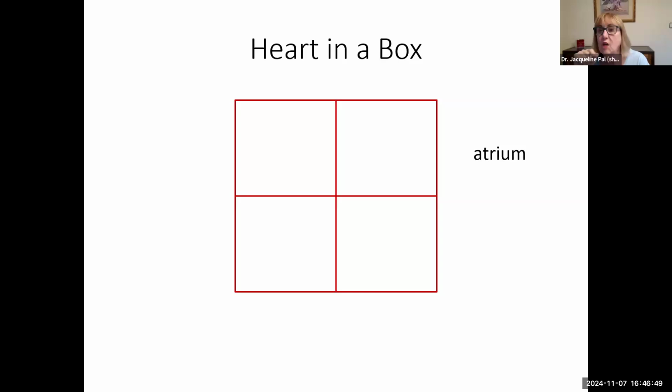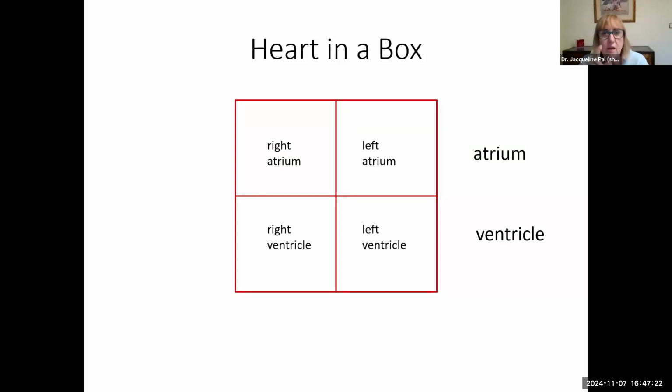Each of the upper chambers is called an atrium. I don't know if you've ever heard that in a large building, the entranceway can be called a vestibule. It also could be called an atrium, depending what part of the country you're in. So that is the entryway into the heart, the upper chambers. And the lower chambers of the heart, each one is called a ventricle. Looking at the heart, if it would be on your right side, it's called the right. If it would be on your left side, it's called the left. So we have a right atrium and a left atrium and a right ventricle and a left ventricle.